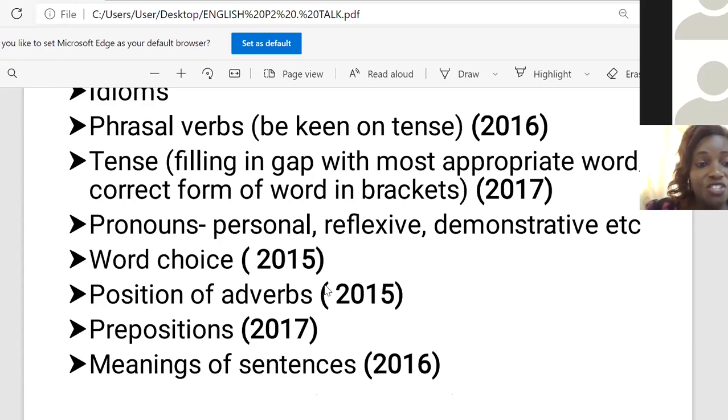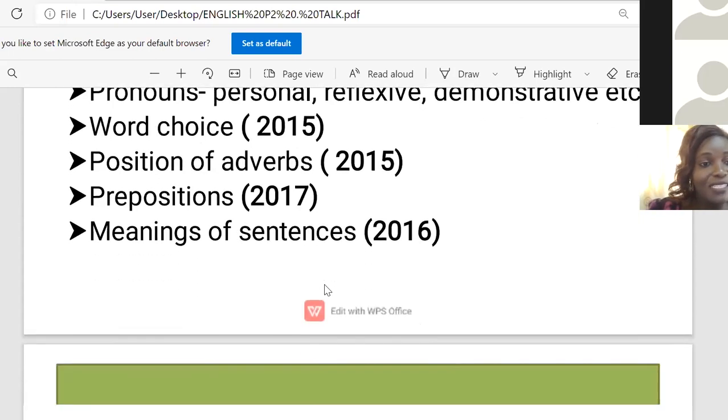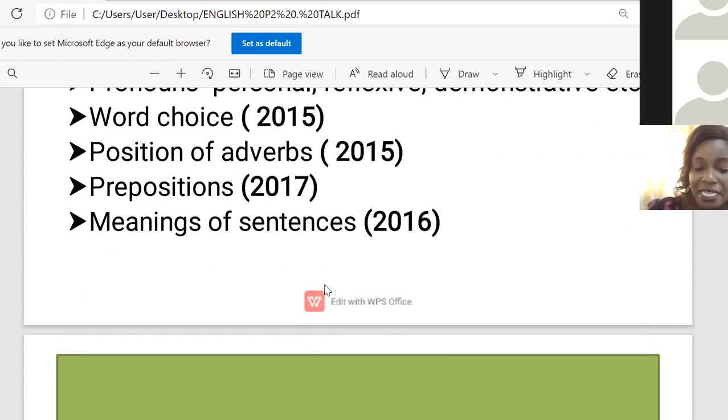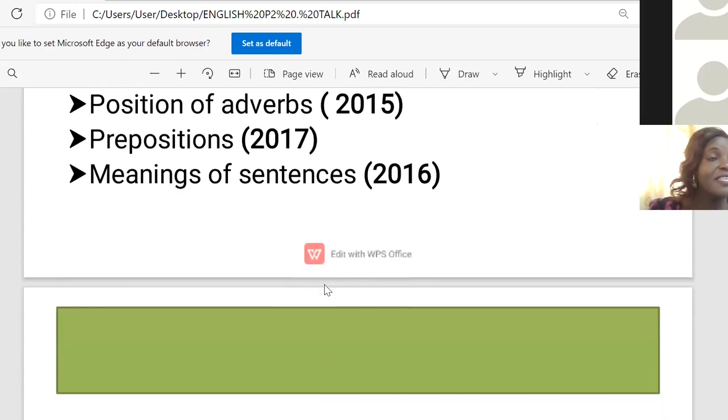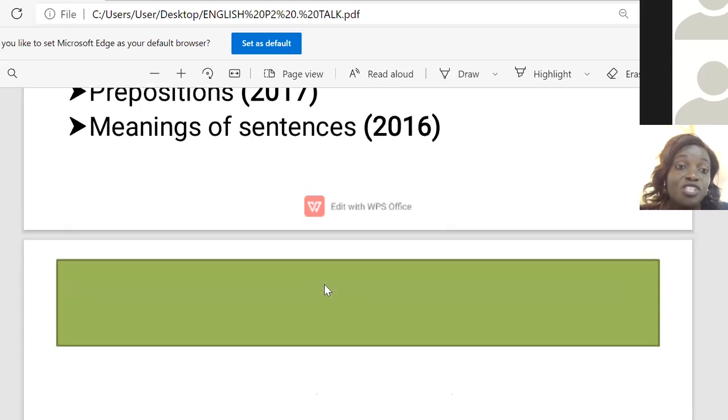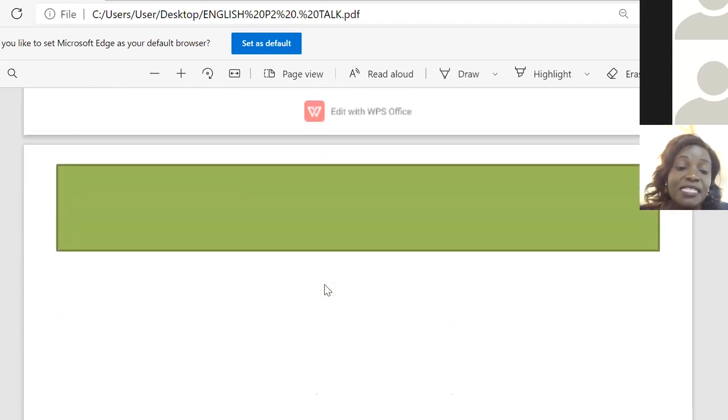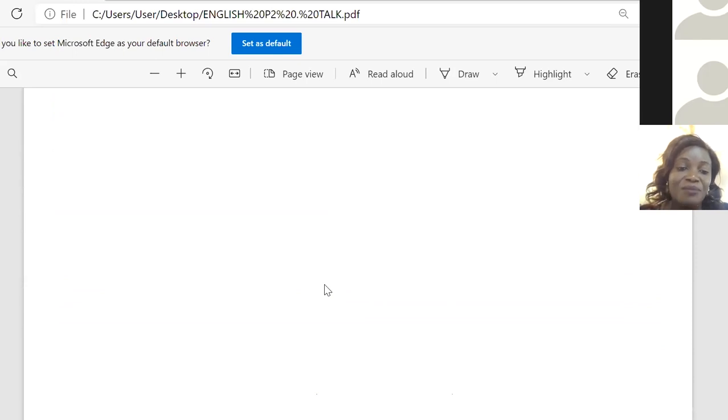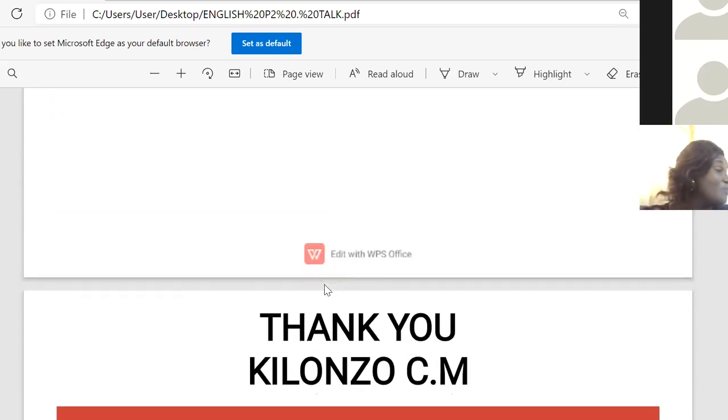Then, of course, there is word choice. You're given words and you're supposed to choose the most appropriate. Position of adverbs in sentences. We know that the meaning of a sentence can change depending on where the adverb is. So students should be in a position to handle that. Then use of prepositions, and then meanings of sentences.